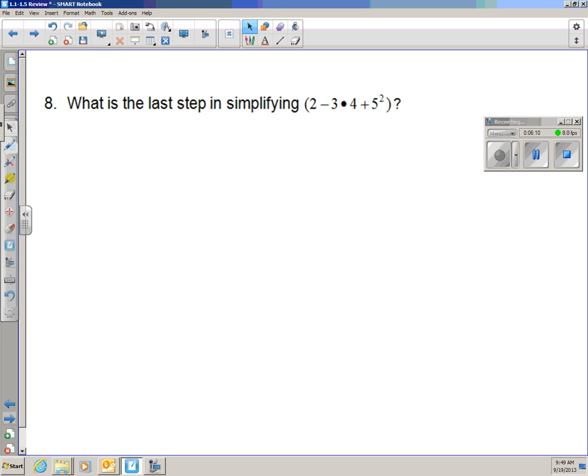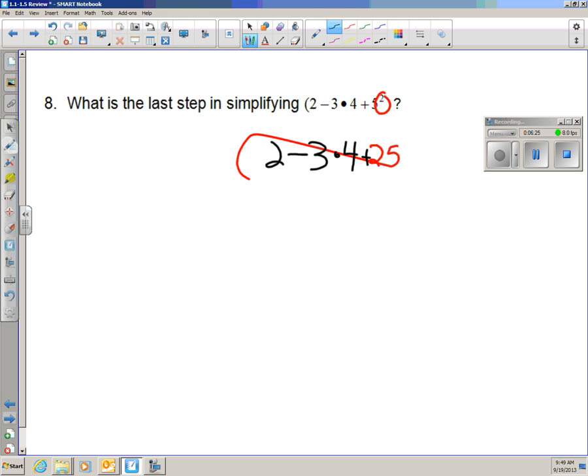What's the last step in simplifying this expression? You might as well go ahead and just do the whole thing. So I'm going to work with my exponents first to get my 25. And then I've got parentheses 2 minus 3 times 4 plus 25. Again, I don't know why this smartboard is doing its own thing. I'm going to multiply next for 12.